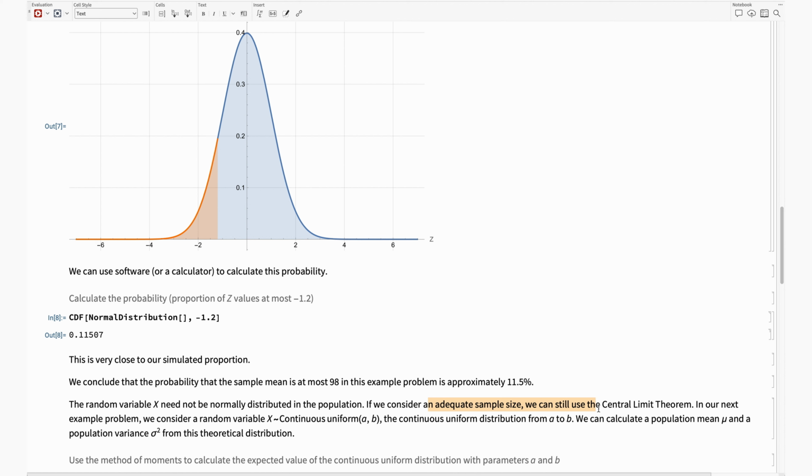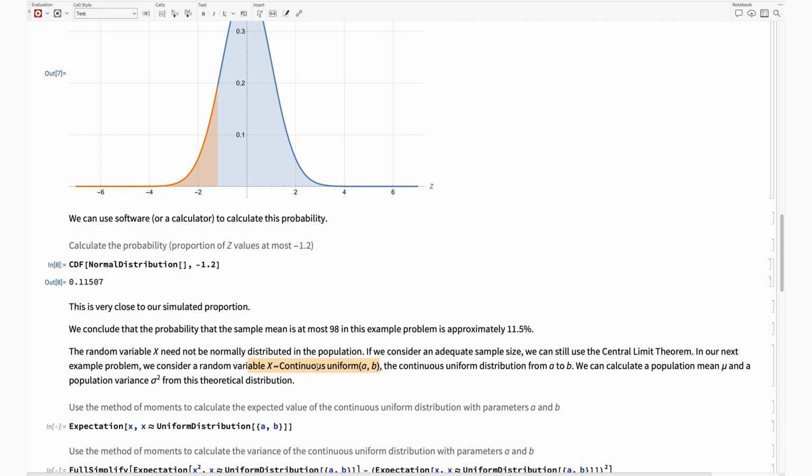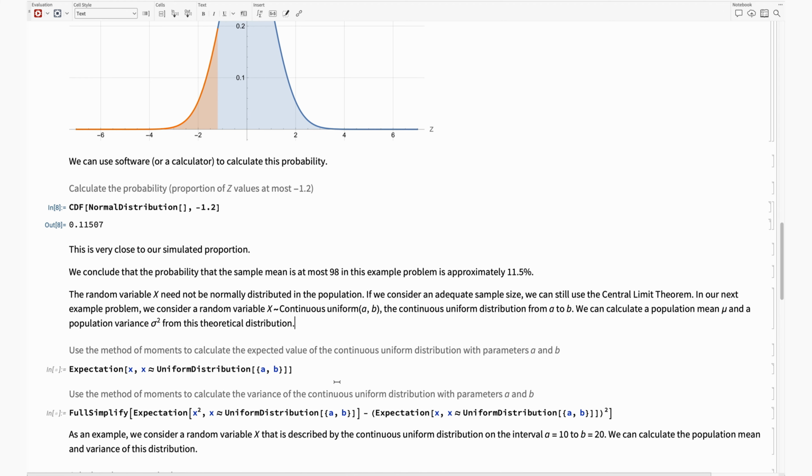So in our next problem, we're going to consider a random variable x that is described by the continuous uniform distribution, which is very far away from a normal distribution, on the parameters a and b. So that's the continuous uniform distribution from a to b. We can calculate a population mean, mu, and a population variance, sigma squared, from the theoretical distribution. And whenever you see mu and sigma, don't think that that's automatically attached to a normal distribution. You can have any set of numbers and you can calculate a mean and standard deviation from those numbers. That is not particular to a normal distribution.